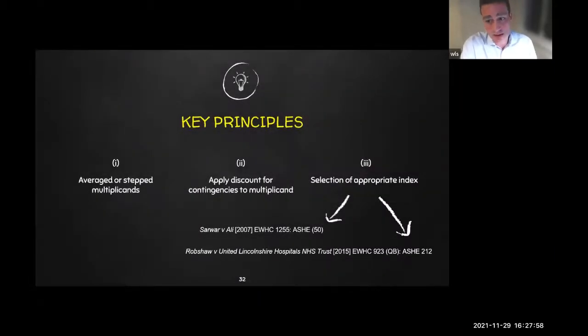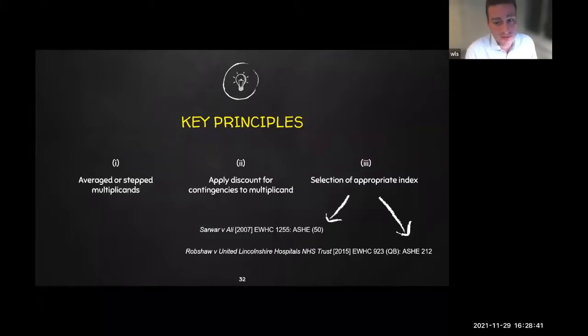I've had a couple of cases where we've got loss of earnings as periodical payments. You see this in Salwa and Ali, where he was very keen on working in the city, and it was an average multiplicand for life, and the court accepted that it was reasonable to have that as periodical payment. And then in Robshaw, the claimant came from a long line of engineers, and the court accepted that he was likely to have been an engineer in the absence of the negligence, and awarded earnings on the basis of average engineering professionals, and linked the periodical payments to ASHE 212, which is the category for engineering professionals.